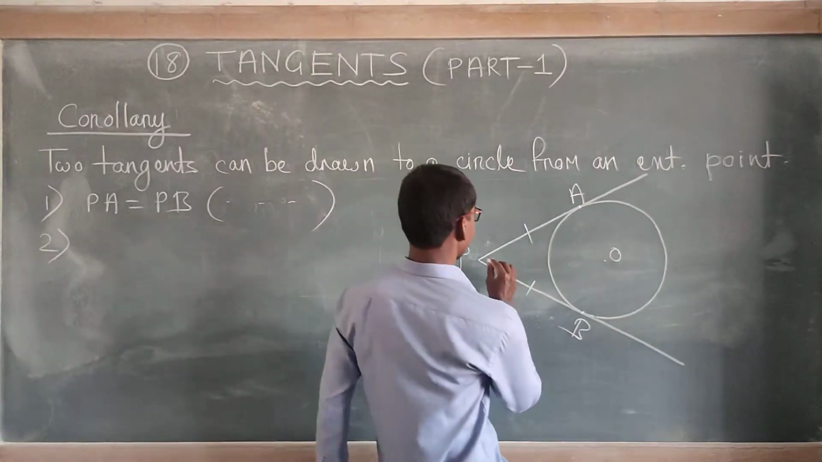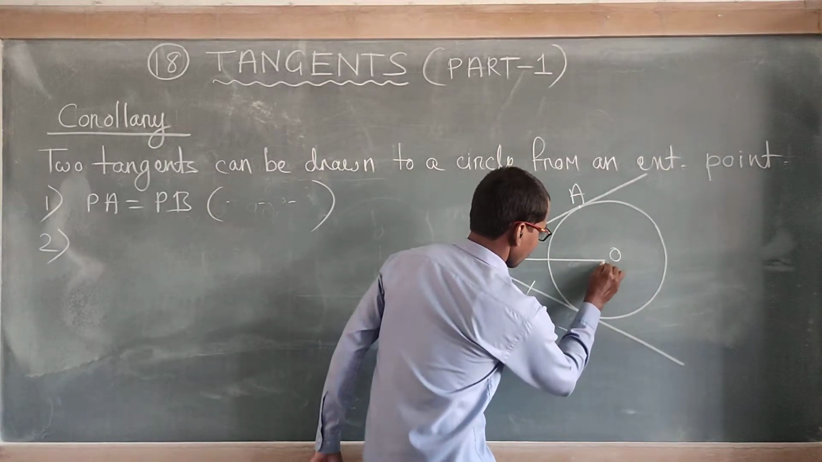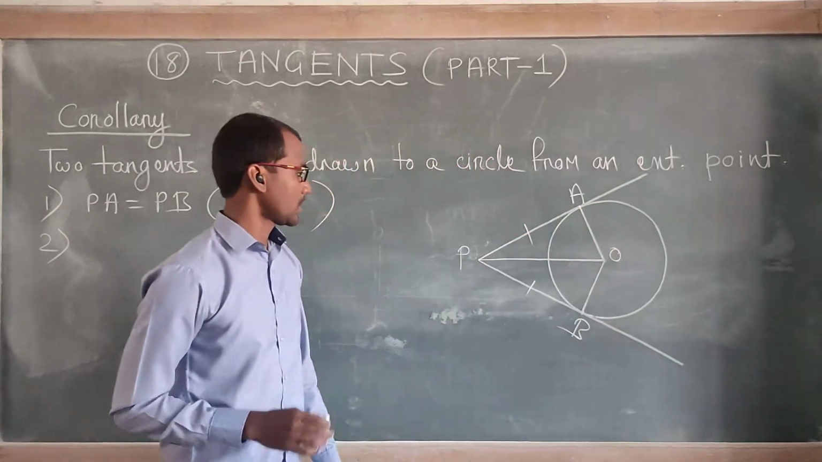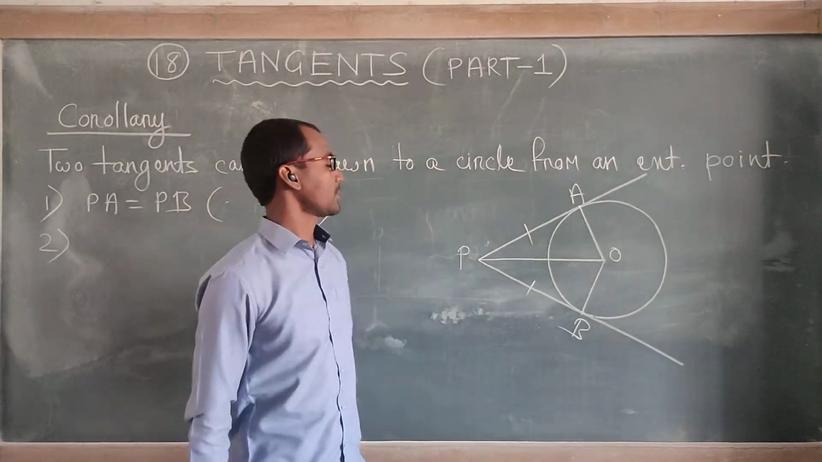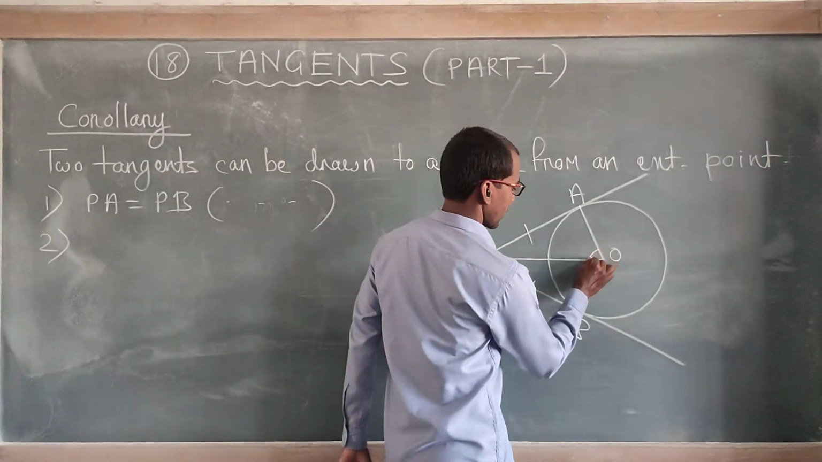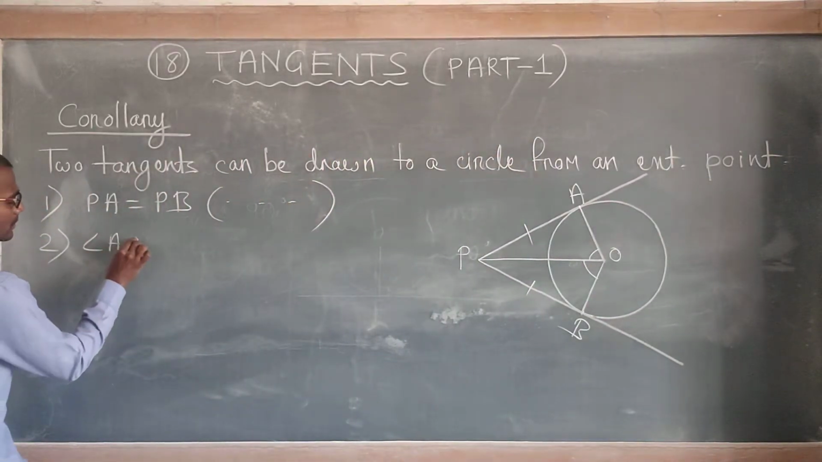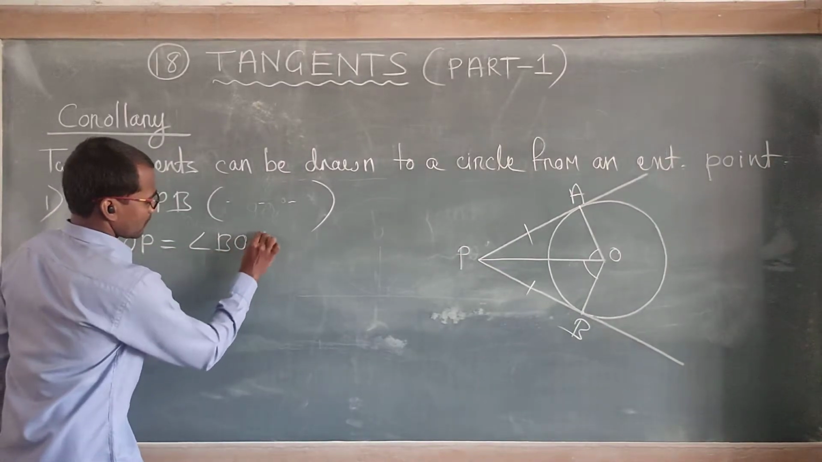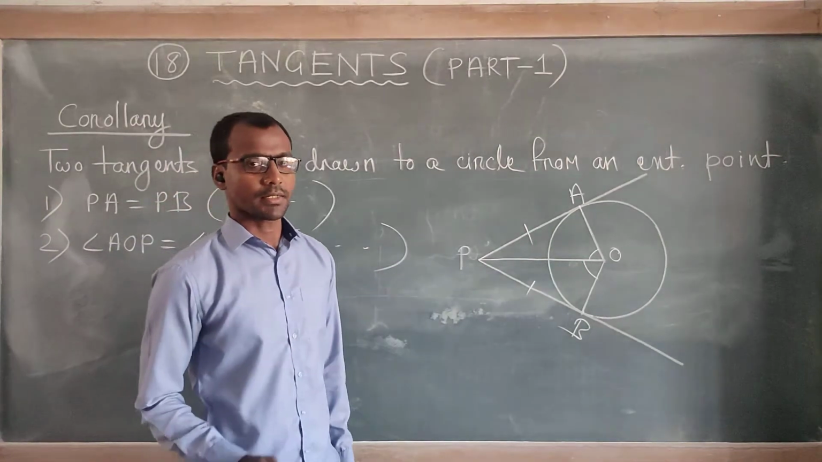Let us join PO, OB and OA. Now, as per this corollary, these two tangents will subtend equal angles at the center. This angle is equal to this angle. So angle AOP is equal to angle BOP. Remember, the tangents subtend equal angles at the center.